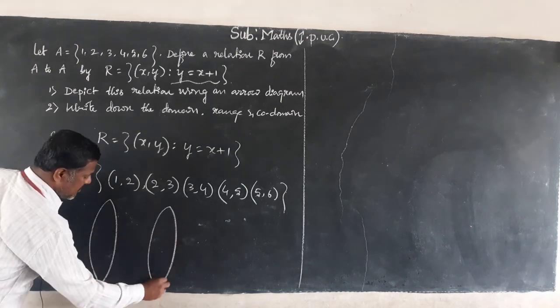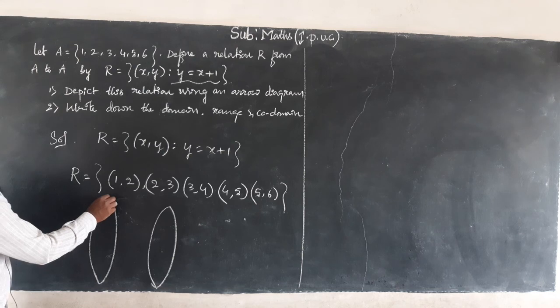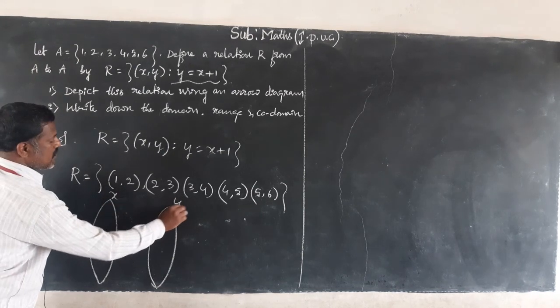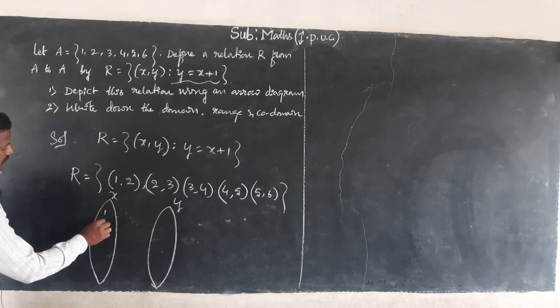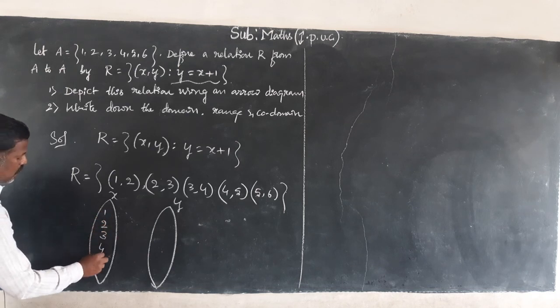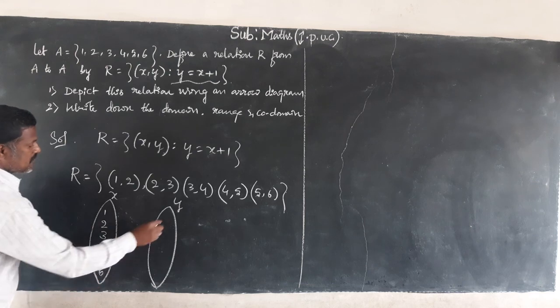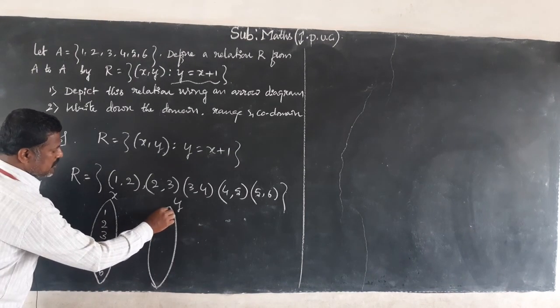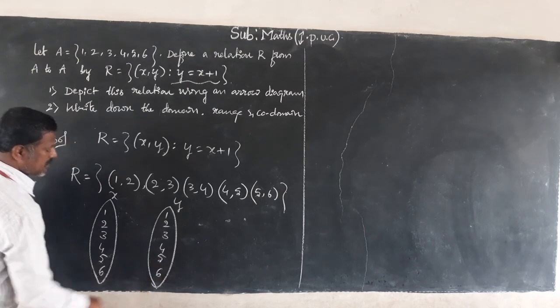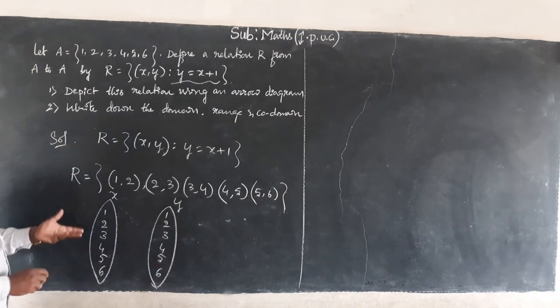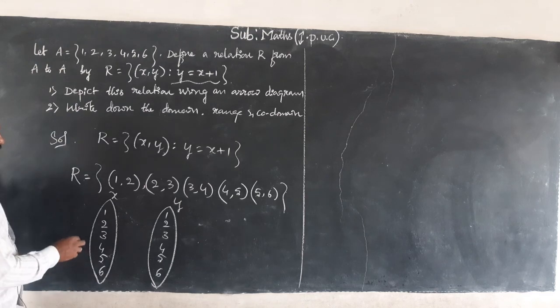So arrow diagram, children. Here I would like to take this one as x and this one as y. Let us write down the x elements, that is 1 2 3 4 5 6. Again here also I would like to write 1 2 3 4 5 6. Children, now we should match, let us do the mapping.